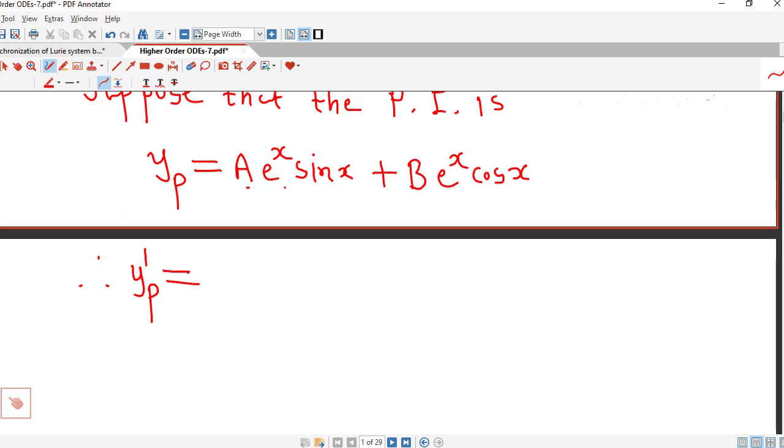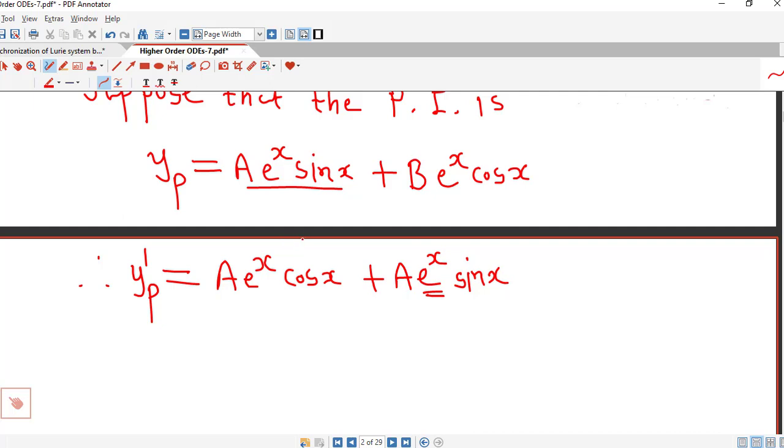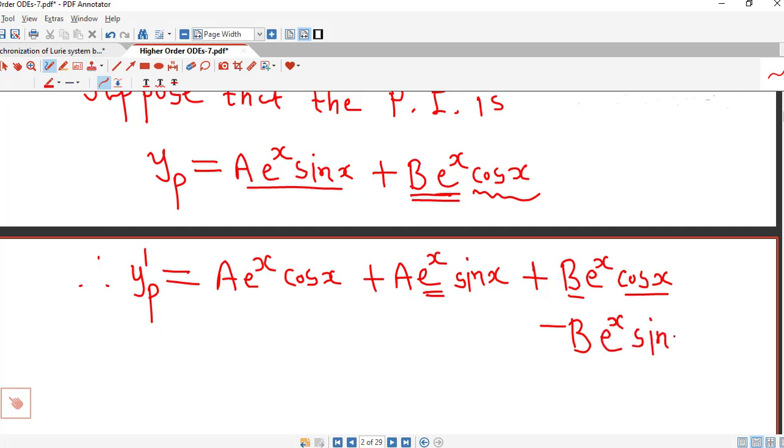Here we have to apply the product rule. We consider a times e raised to x as it is, the derivative of sin x is cos x, and a times sin x as it is, the derivative of e raised to x is e raised to x, plus b times, suppose we write the derivative of e raised to x first, then b cos x as it is. The derivative of e raised to x is e raised to x, and then we differentiate cos x and keep b e raised to x as it is. The derivative of cos x is minus sin x, so here I take negative of b e raised to x sin x.